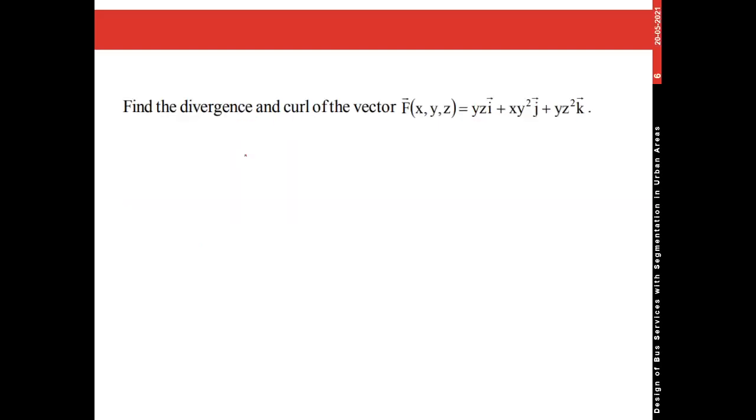Any doubt? So do this problem and tell me the answer. Find divergence and curl of this vector field.